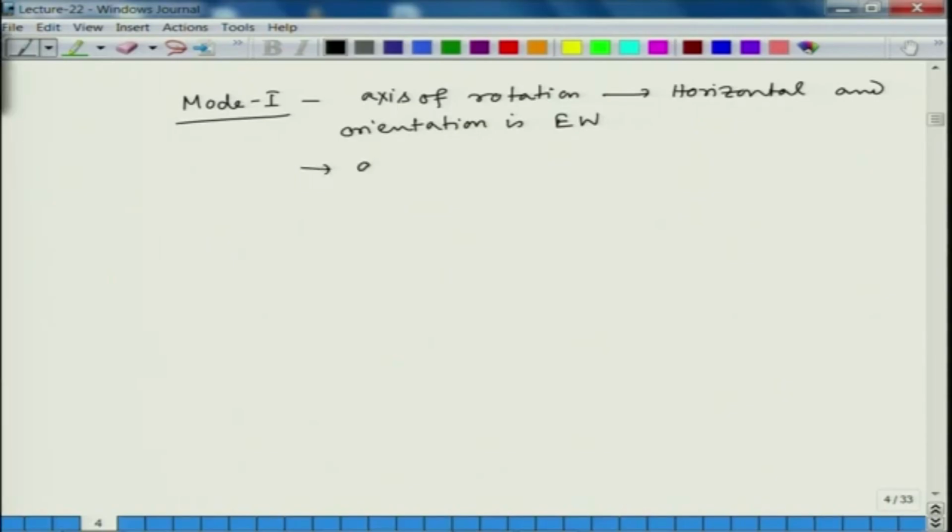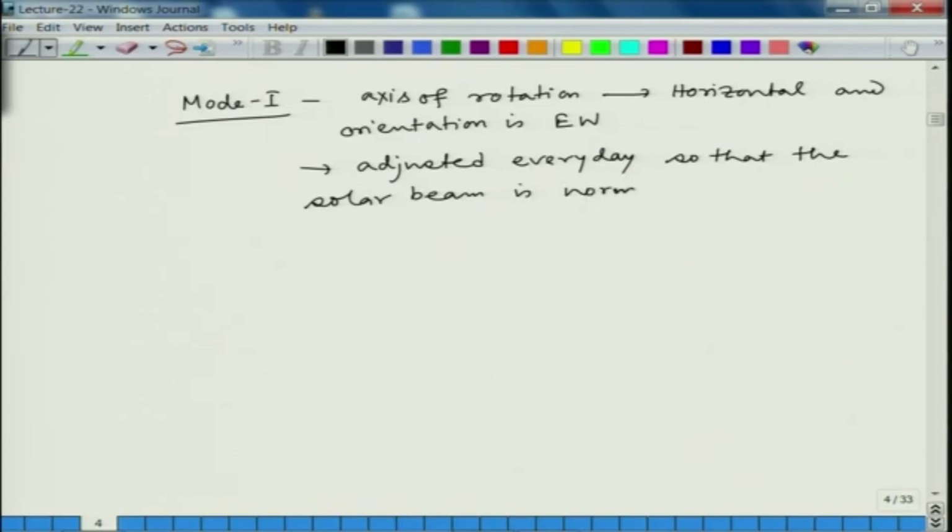Okay. And again what we are going to do, we need to give the frequency of motion also, right. So, every day we are going to adjust it so that the solar beam is normal to the plane at the solar noon.